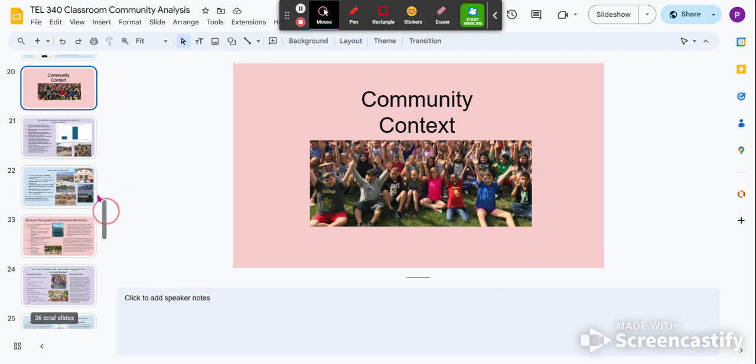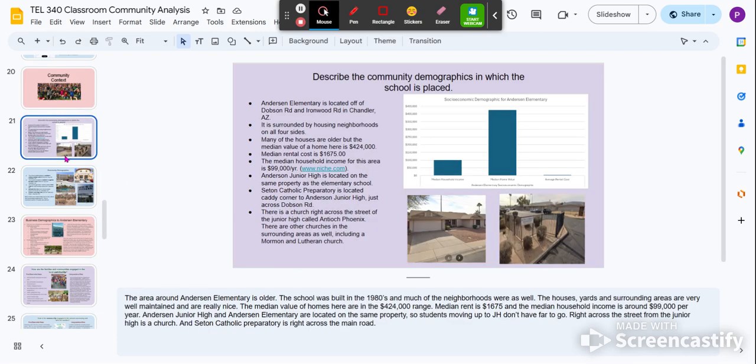So in the community context, the area around Anderson Elementary is older. The school was built in the 1980s and much of the neighborhoods were as well. The houses, yards, and surrounding areas are very well maintained and are really nice. The median value of homes in this neighborhood is in the $424,000 range. Median rent is $1,675 per month, and the median household income is around $99,000 per year.